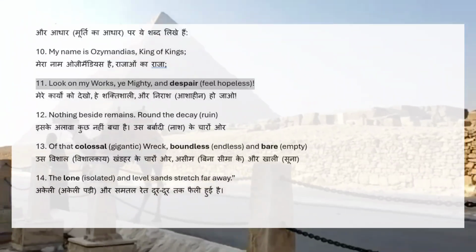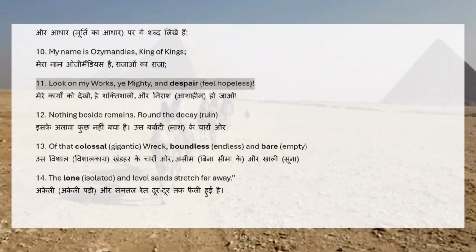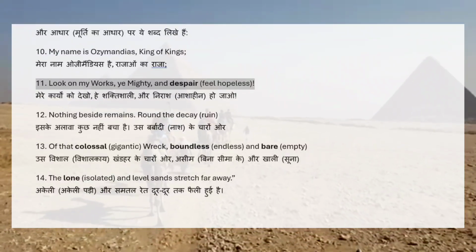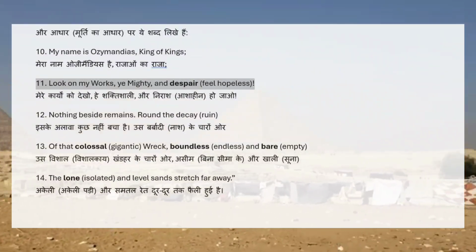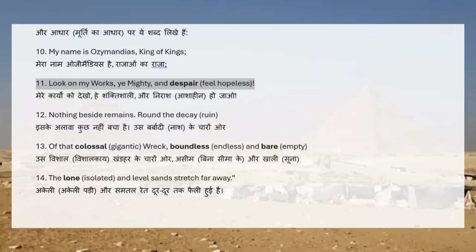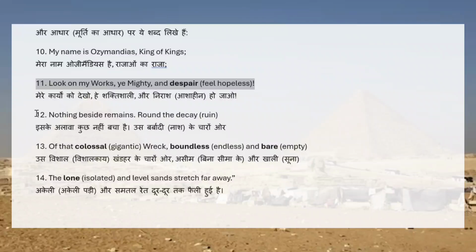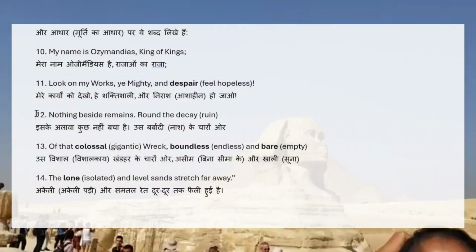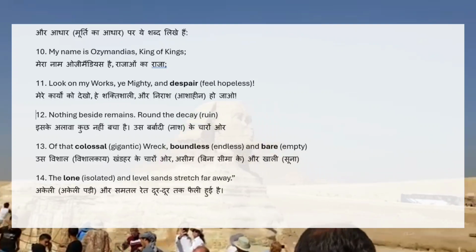The inscription continues, proclaiming that the ruler's achievements are so immense that even the mighty, or powerful, or other rulers should despair, or we can say lose hope by comparison. It's a proud, almost taunting statement filled with arrogance and confidence in his lasting legacy.